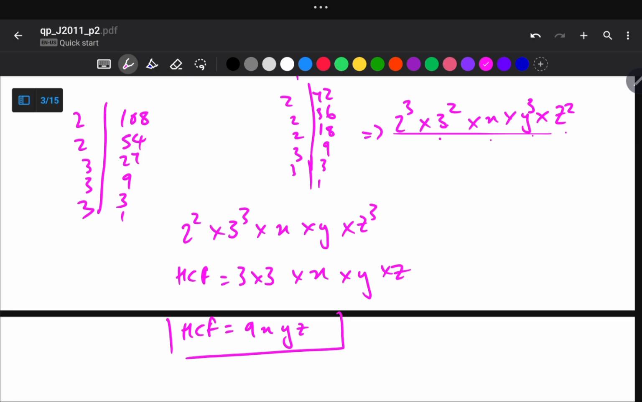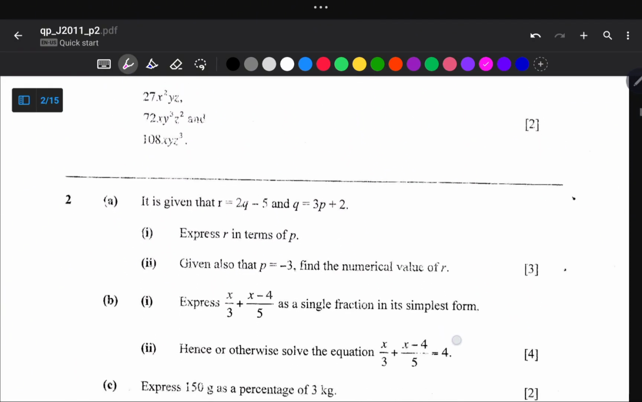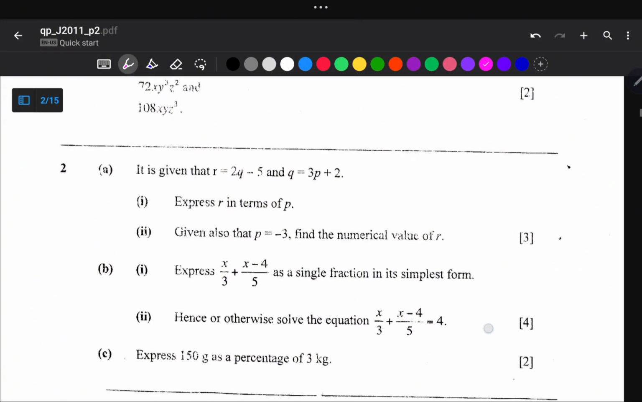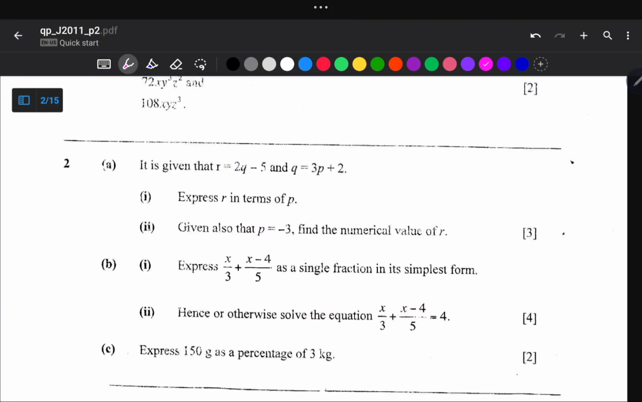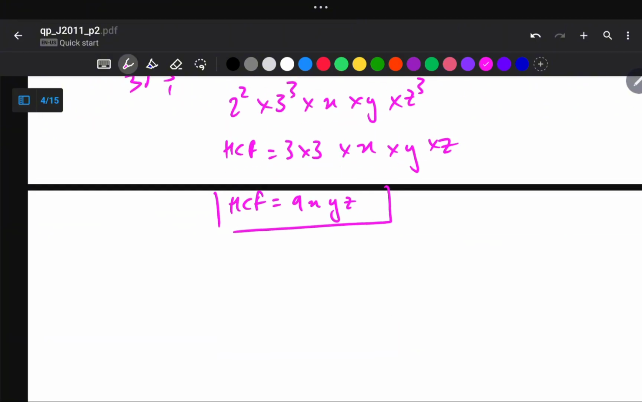Okay, so let us move on to the second question, question number 2. The question says it is given that r is equal to 2q minus 5 and q is equal to 3p plus 2. So we are given that for number 2, r is equal to 2q minus 5 and q is equal to 3p plus 2. Okay, so we are required to express r in terms of p.